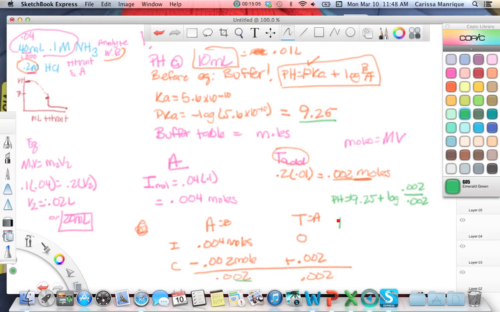So I'm going to plug all this in. So do 0.002 over 0.002, plus log, plus 9.25, you're going to get 9.25. Because the log of 1 should just be 0 right here. So my pH equals 9.25.